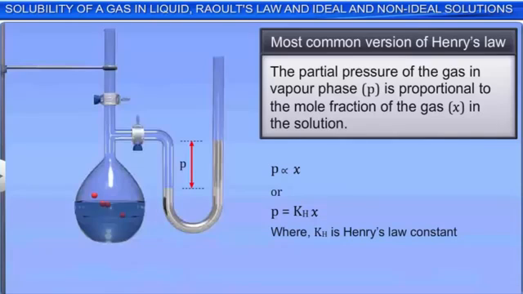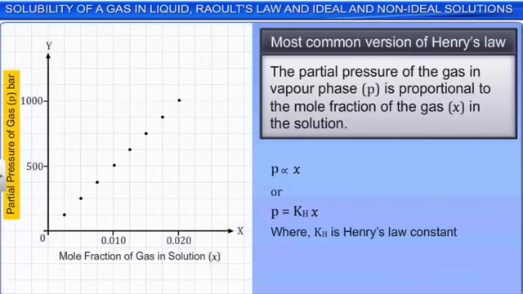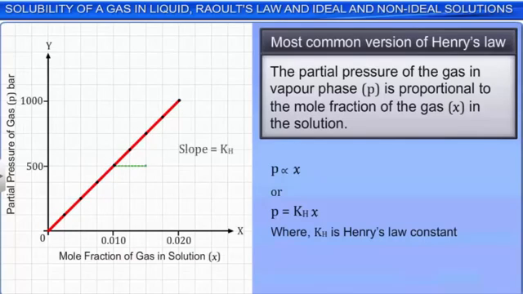Further, if you plot a graph between P, the partial pressure of a gas in vapor phase, and X, the mole fraction of the gas in a solution, then you will get a straight line passing through the origin with its slope equal to KH. The graph also shows that as P increases, X, the mole fraction of the gas in a solution, also increases.